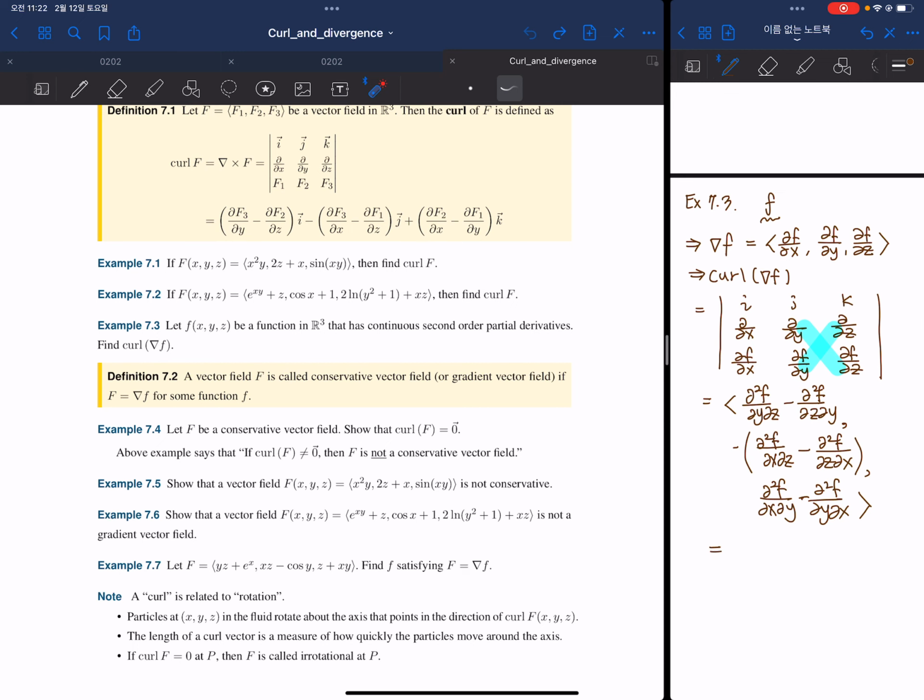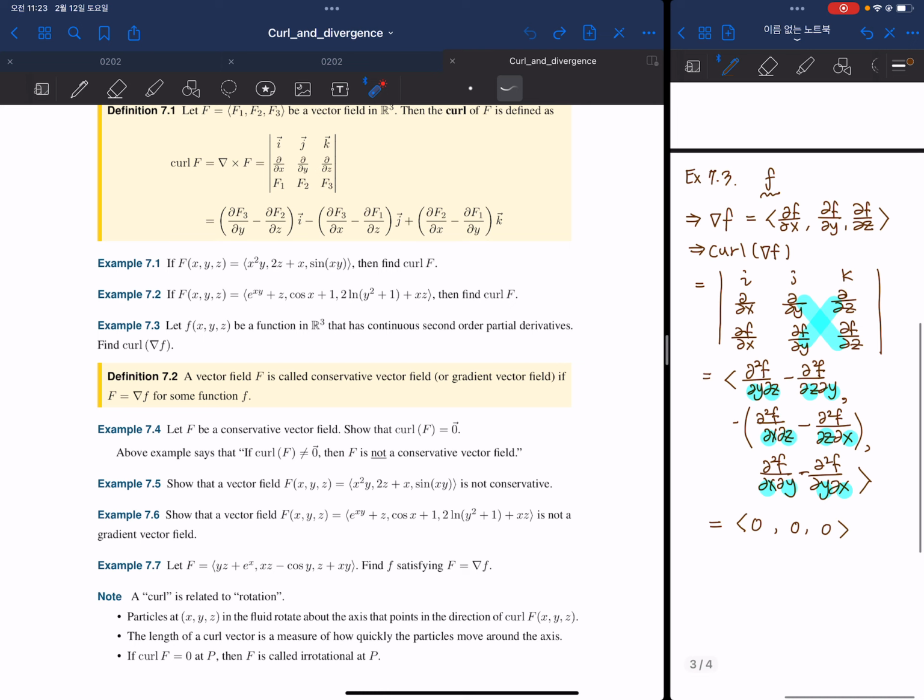It means that yz is the same as zy. Okay, so xz, if we change the order, it has the same value, xy and yx. So that we can say it's just 0, 0, 0. So when you say this one, we can just say this one when f has continuous second order partial derivatives.